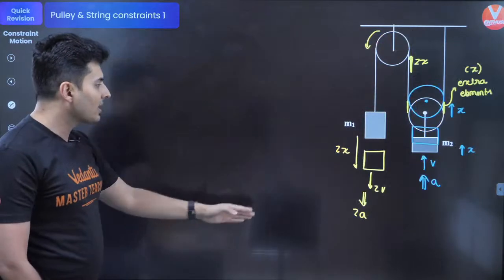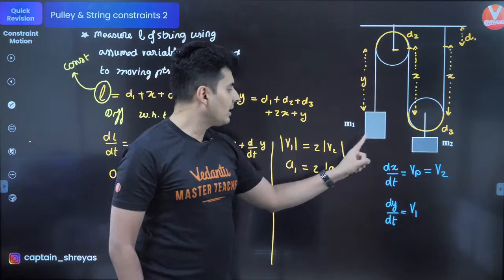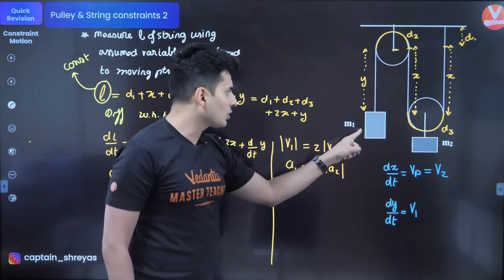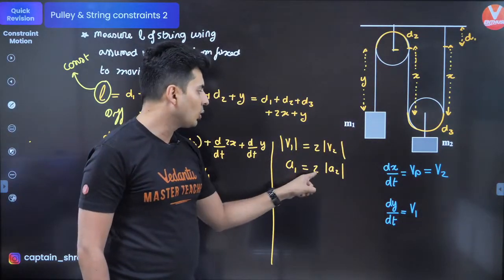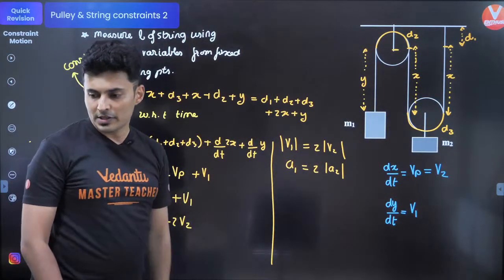Is that understood? We still got the same answer. If this was A, this was 2A. Here also, what did we get? If this is A, this is twice of A. M1 has twice the acceleration of M2. Everybody clear about this? Hello Manas, welcome.